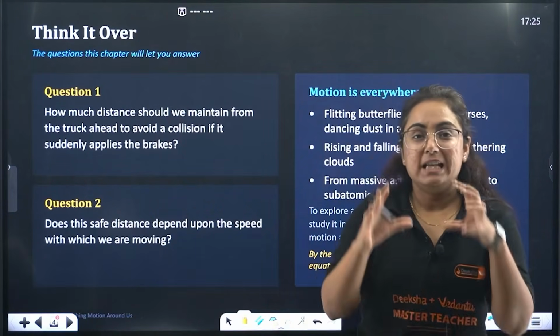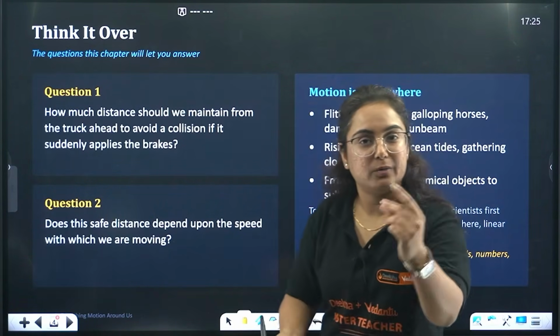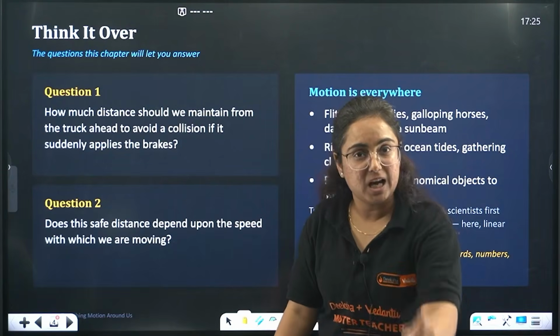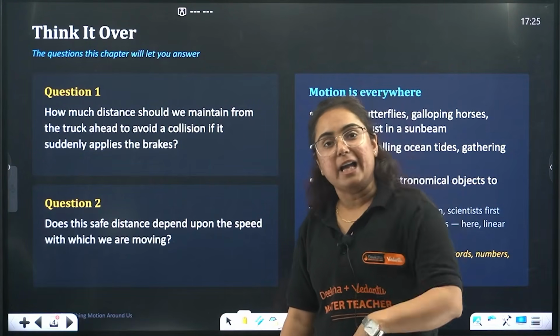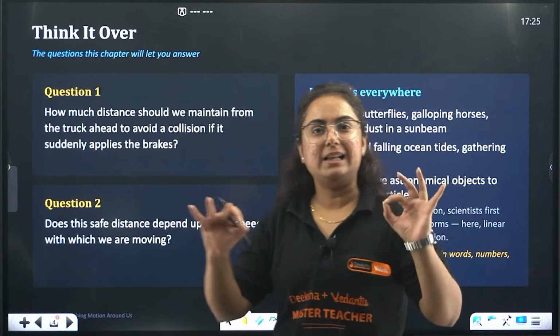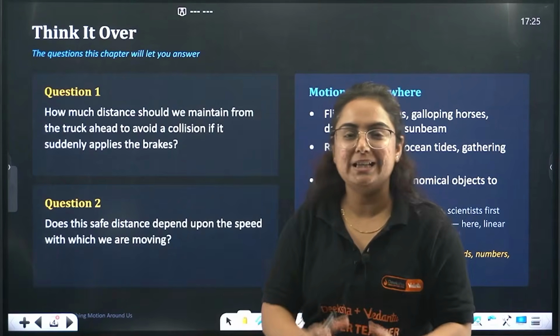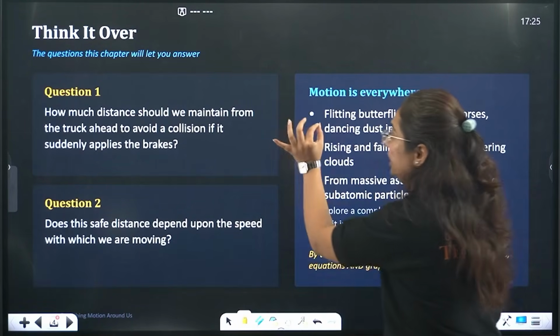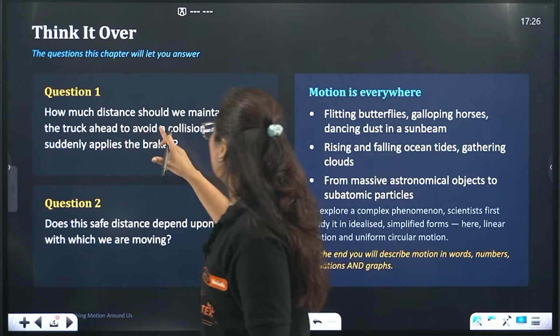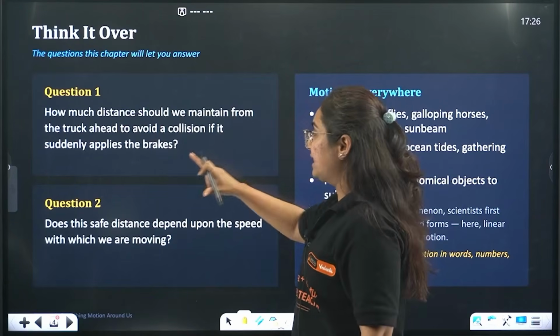And now the chapter begins, which we will start by thinking about some questions, because after the end of the session, I want these questions to be crystal clear in your mind. Question one is: how much distance should we maintain from the truck ahead to avoid a collision if it suddenly applies the brake?